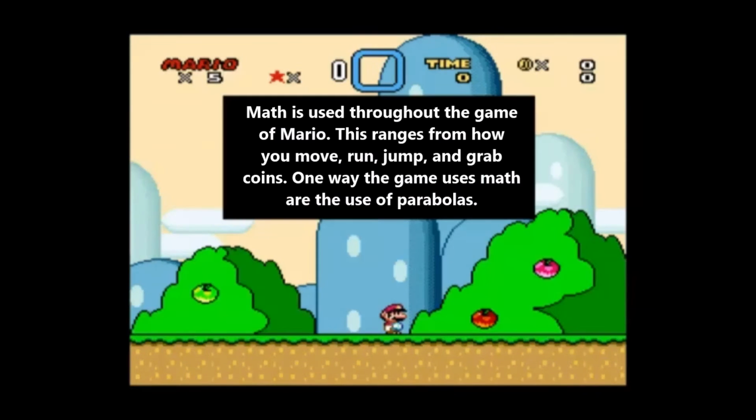Math is used throughout the game of Mario. This ranges from how you move, run, jump, and grab coins. One way the game uses math is the use of parabolas.